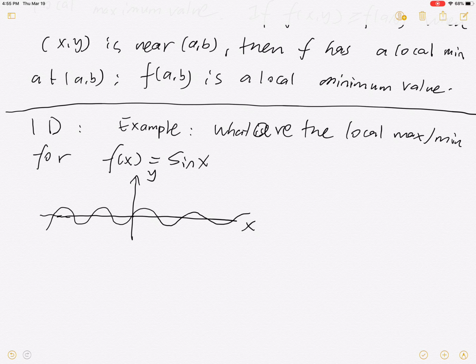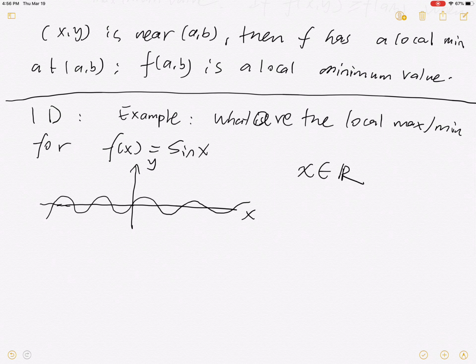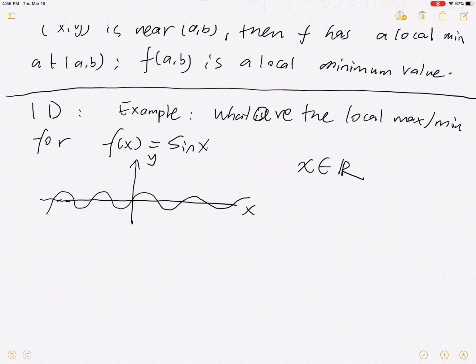Okay, if you don't put any restriction on the domain, for example if x is in R, then you have infinitely many local maximums and local minimums. And if you restrict yourself to some intervals, then you have finitely many. Here we assume the domain is the whole R. Then let's find the local maximum points and the local minimum points.